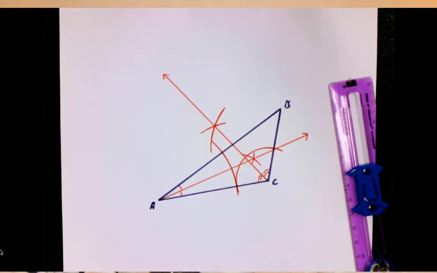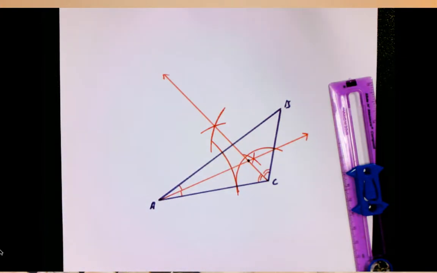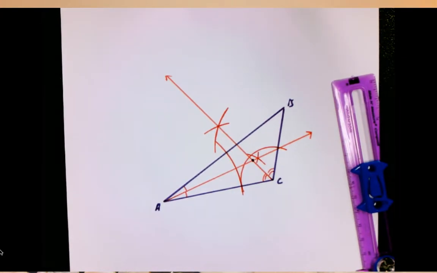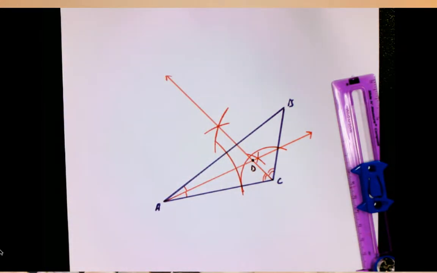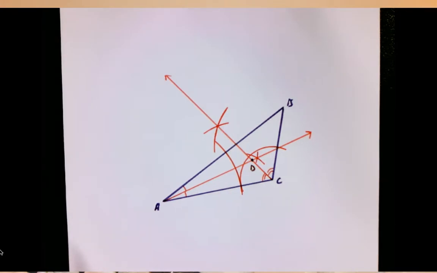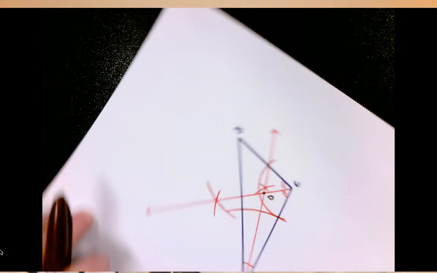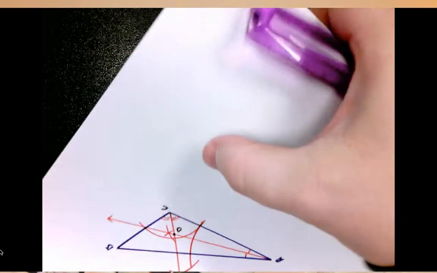Where those two angle bisectors intersect is the point of concurrency for the angle bisectors. We call it the incenter. We're going to label this point D. And this is the extra part that makes this construction a little bit trickier than some of the others, is we now need to do construction number 5. And I'm going to turn our paper here so that it's oriented in a way that we're used to seeing it.